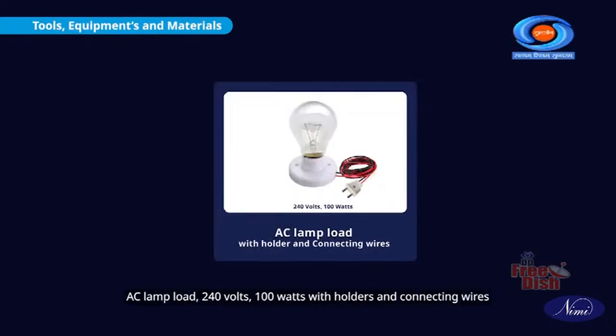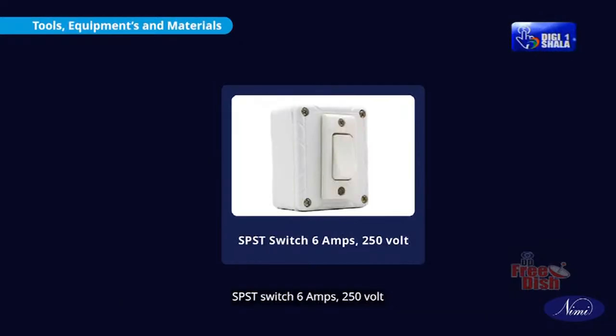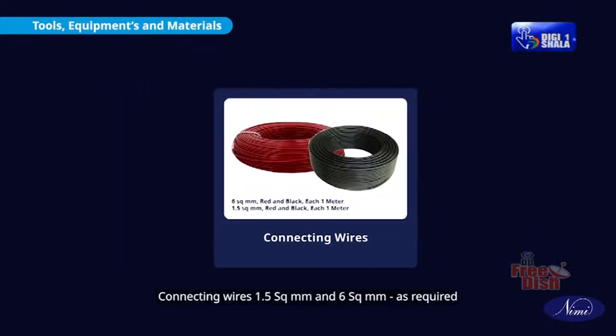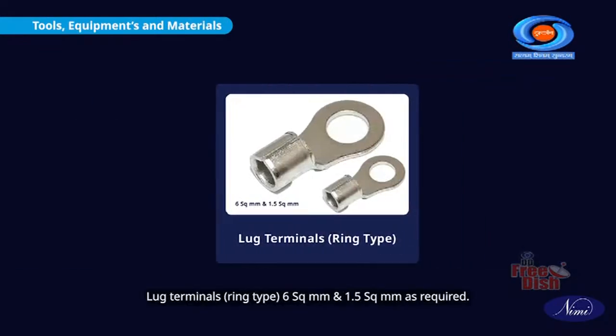AC lamp load 240 volts 100 watt with holders and connecting wires, SP-ST switch 6 amps 250 volt, DC circuit breaker, single pole, 12 to 250 volts DC, 6 amps. Connecting wires, 1.5 square mm and 6 square mm as required.